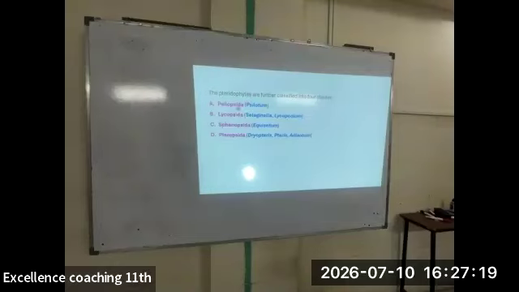The first one is Psilopsida, then Lycopsida, then Sphenopsida, last is Pteropsida. And what are the things given in bracket? Example. Okay, Psilopsida, Psilotum. Lycopsida, Selaginella and Lycopodium. Sphenopsida, Equisetum. Pteropsida, Pteris, Dryopteris and Adiantum.